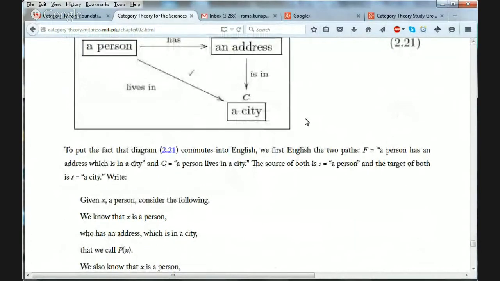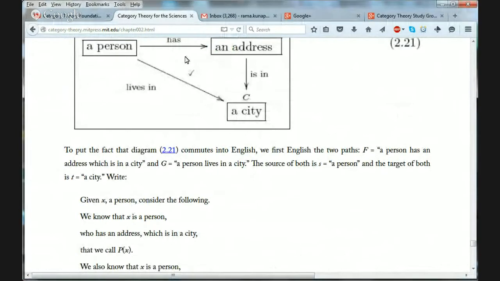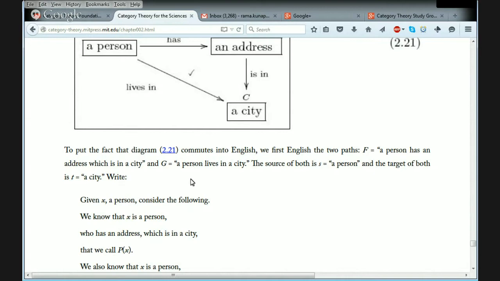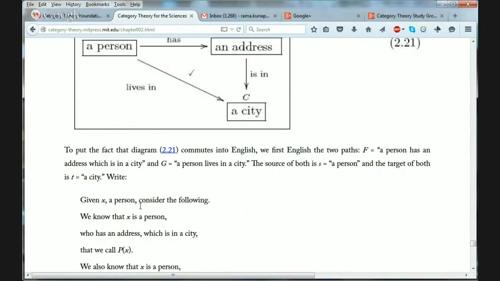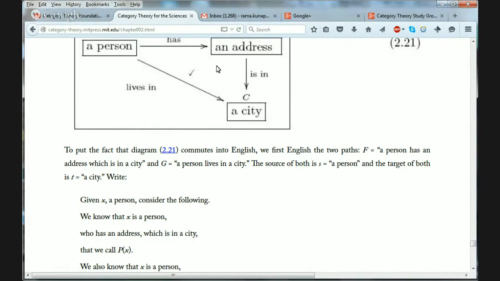For example, you have this diagram here. A person has an address. This means it's an aspect. And a person lives in a city, and an address is in a city. So both of these are aspects, in other words, functions. So the way he's going to translate this two-step process, he starts with a variable called x. Given x a person, he says consider the following. We know x is a person, and we know he has an address, which is in a city.